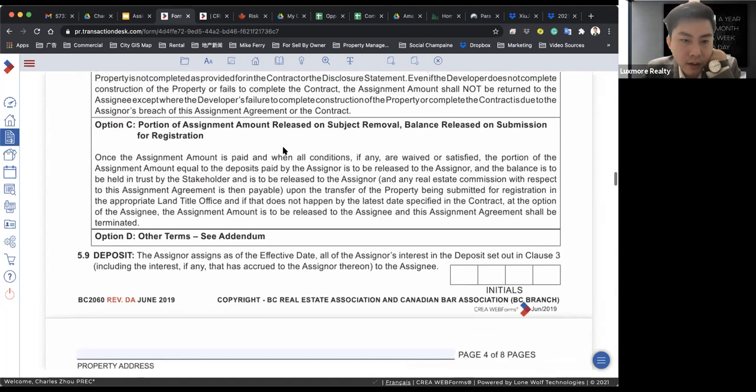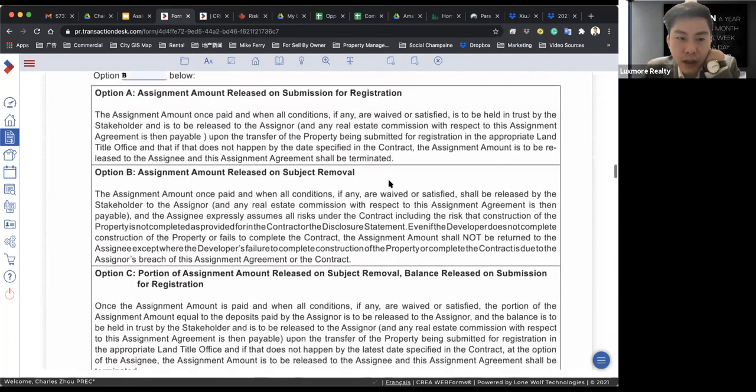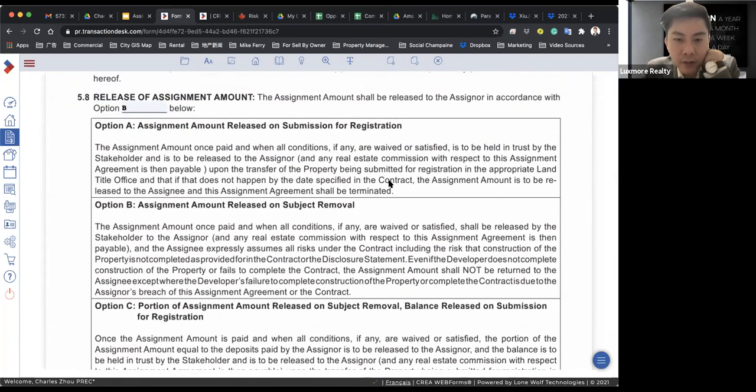And there's also option C, a portion of the assignment amount to be released on subject removal and the balance released on submission, which means a part, half, or 30%, or whatever you negotiated will be released to the seller, and the portion of it will be released after the registration. So option A and option C are protection for the assignee, but option B is best for the assignor. So you have to see what option you can choose during the process.